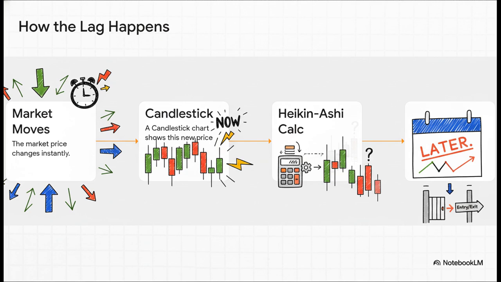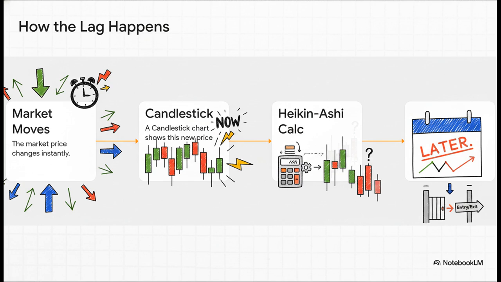Okay, let me walk you through exactly how this lag happens. So, boom. The market moves, price changes in an instant. Your candlesticks chart shows you that new price immediately, right now. But the Heikin-Ashi chart has to wait. It needs to look back at the previous candle to do its math for the current one. So what's the result? The Heikin-Ashi chart eventually shows you the move, but it's always later.